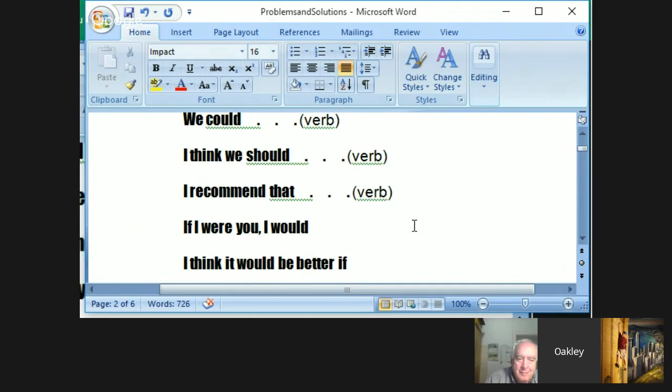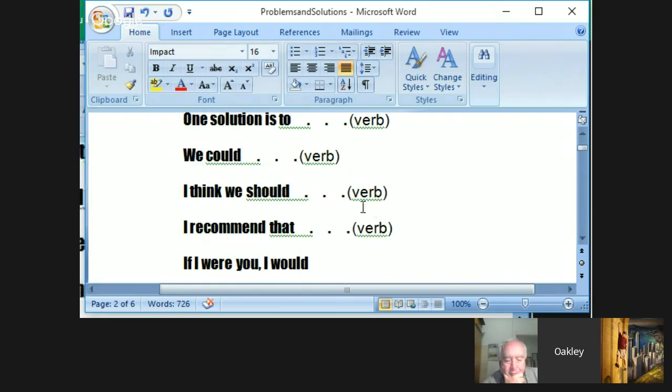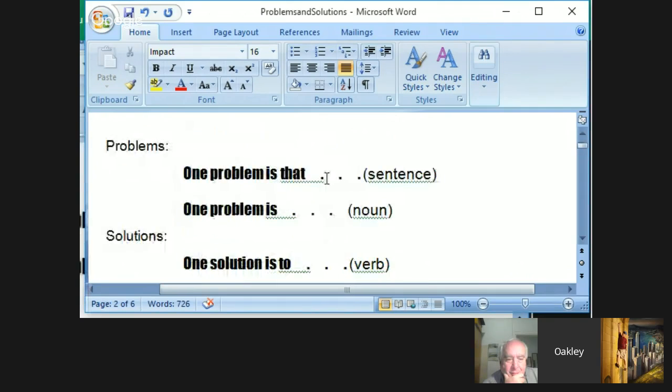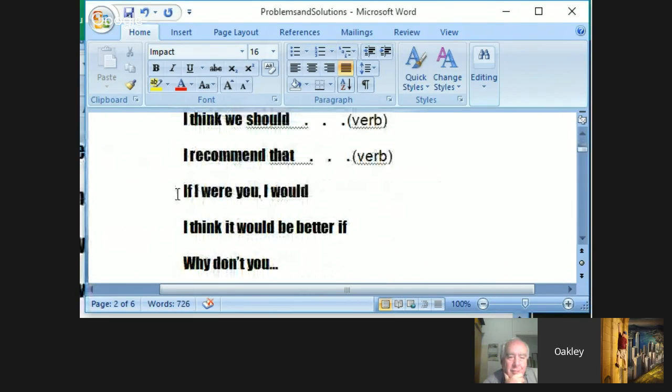Our lesson is practicing using expressions, transitionals, to introduce problems, to introduce solutions, and to show agreement and disagreement. So we started looking at some basic ones, and Vincenzo has offered a number of other possibilities. Okay, so let's talk about them.